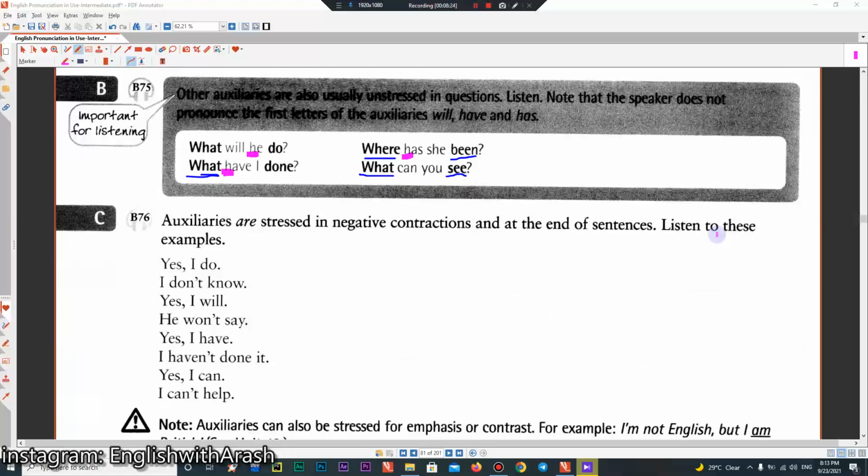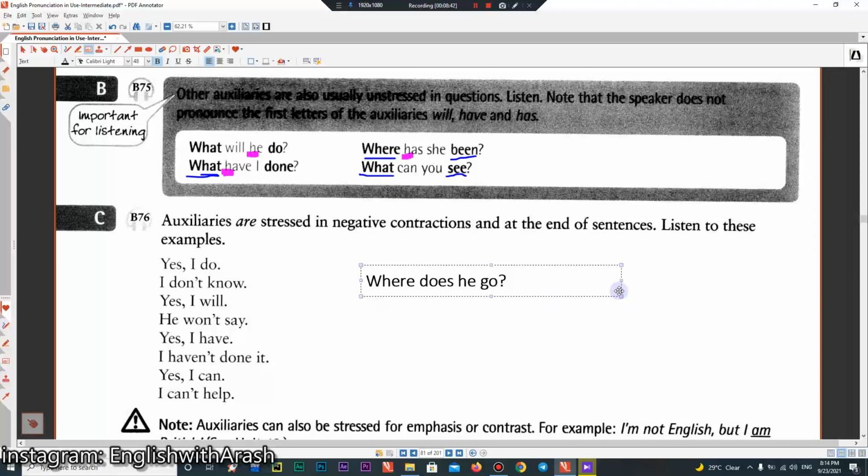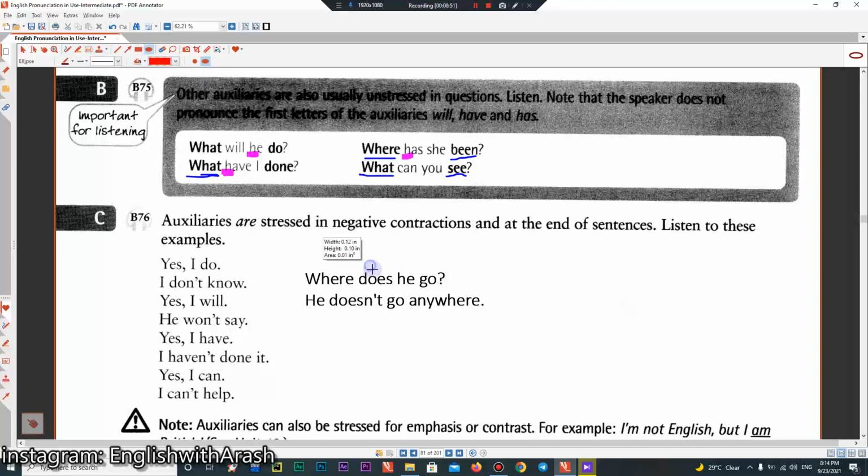Now let's take a look at some more examples. Sometimes, I told you, auxiliary verbs don't get the stress. Auxiliary verbs, for example, where does he go? At the beginning of the book, we said the stress is not on the auxiliary verb like does or can. So, where does he go?